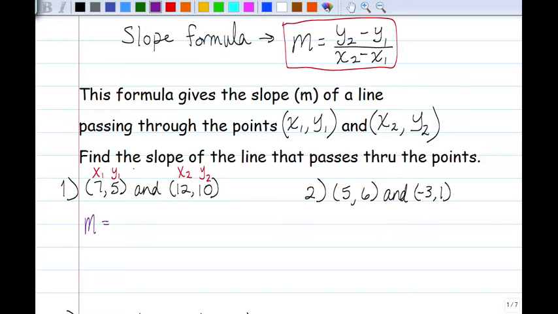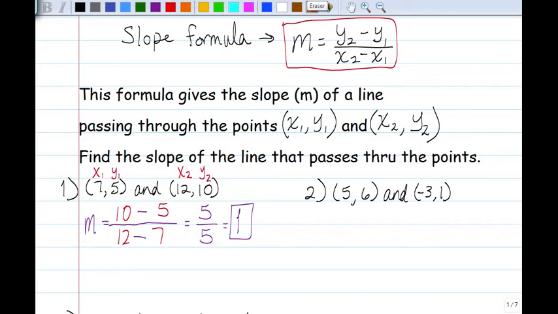So m equals, I like to write down the bare bones of the formula first, and then fill in my numbers. So that's going to be 10 minus 5 over 12 minus 7. And then we just simplify it. 10 minus 5 is 5, and 12 minus 7 is also 5, and 5 over 5 is equal to 1. So that slope is equal to 1.